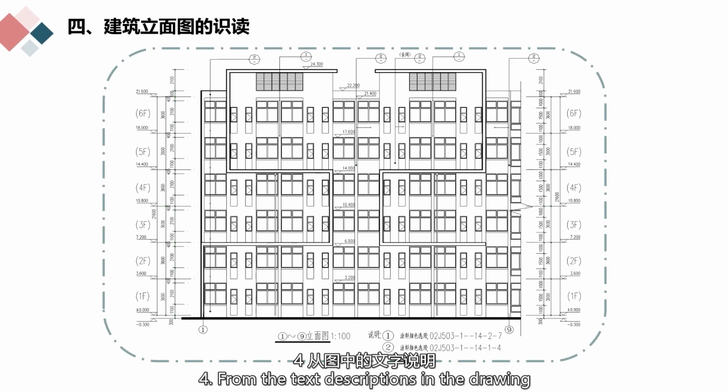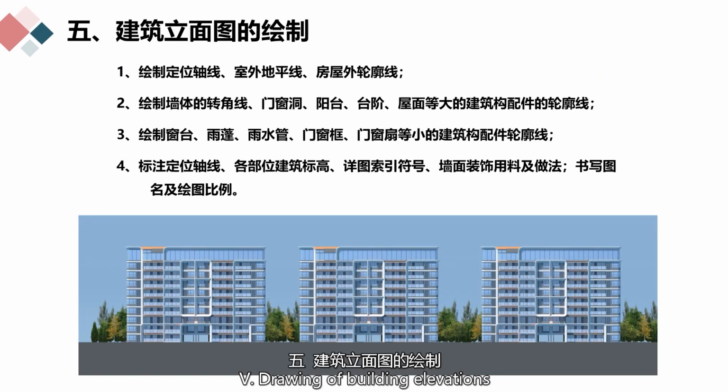Fourth, from the text descriptions in the drawing, understand the construction methods of the exterior wall finishes of the building. Fifth, drawing of building elevations. Generally, the following steps are involved. Select the same drawing scale as that of the plan view.